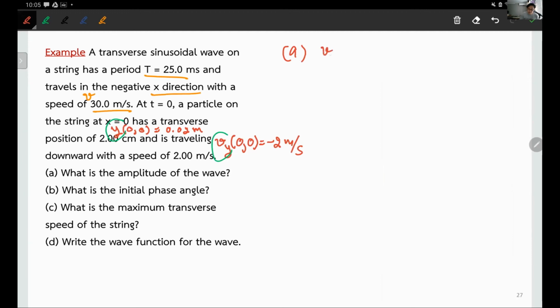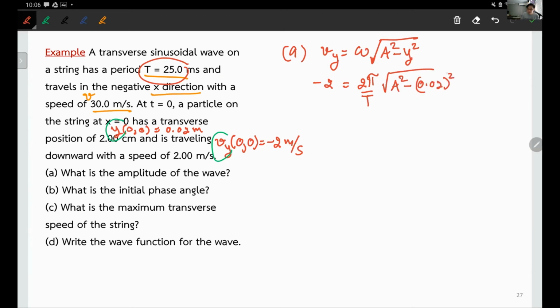So you say the speed is just omega times the square root of A squared minus y squared. And from here, the speed is given to be -2. Let me omit the units for now. The omega is just 2 pi over the period because it's already given. Then the square root of A squared minus y squared, where y is 0.02. See, this is how you can figure out the amplitude using this expression right here. All right, I hope you see how to apply that formula.